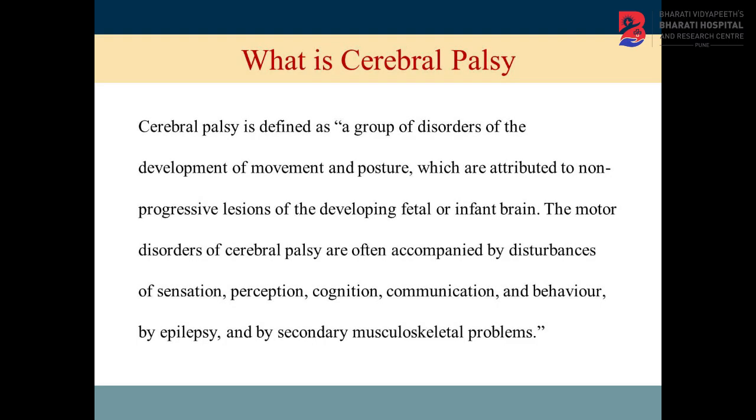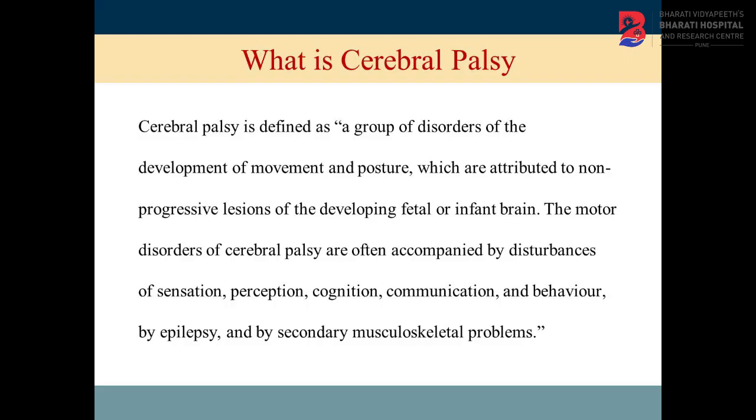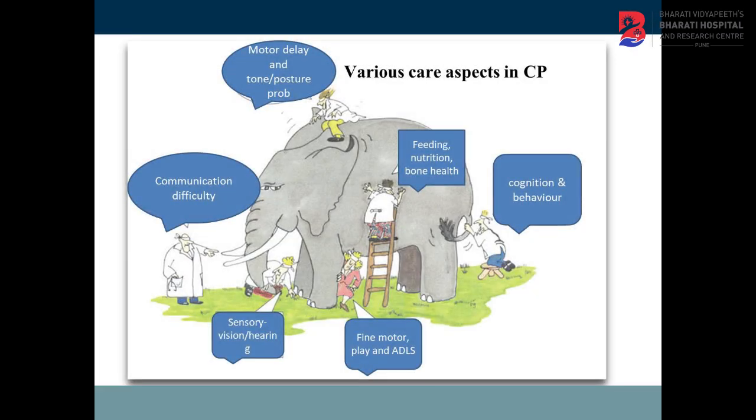What is cerebral palsy? Cerebral palsy is defined as a group of disorders of the development, mainly of movement and posture, but this may be accompanied by disturbances of sensation, perception, cognition, communication, and behavior, along with comorbidities like epilepsy and secondary musculoskeletal problems. Thus, there are various care aspects in CP, that is cerebral palsy.